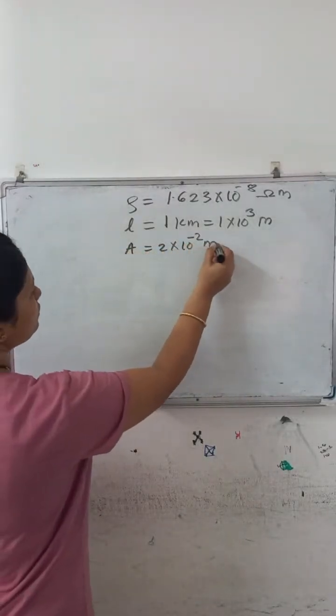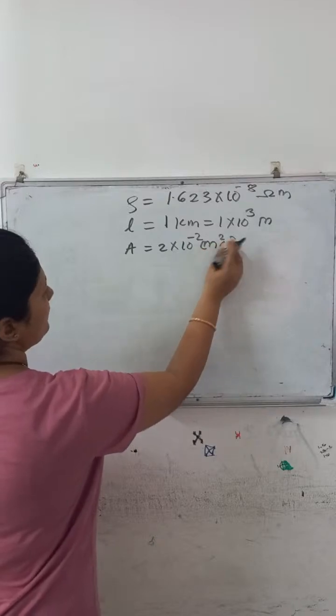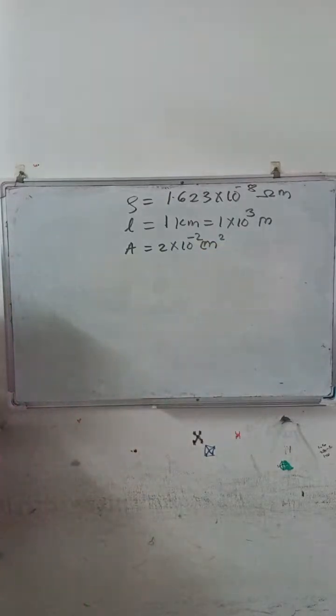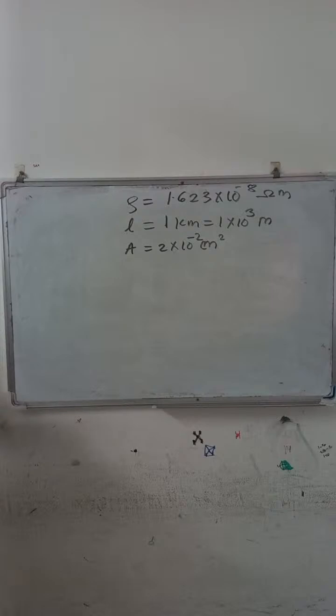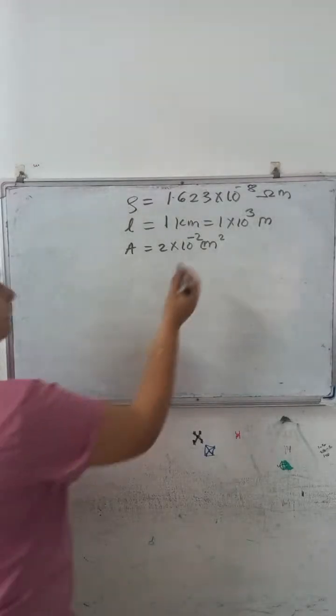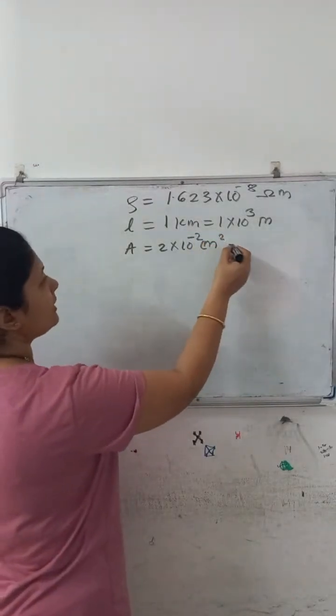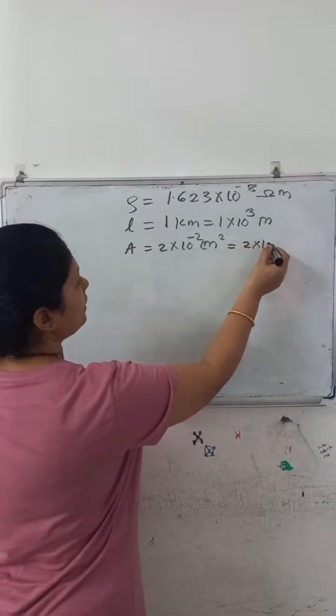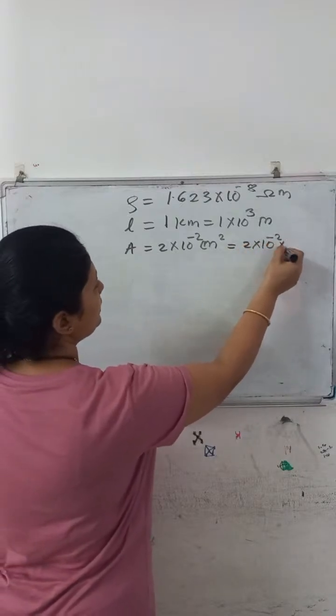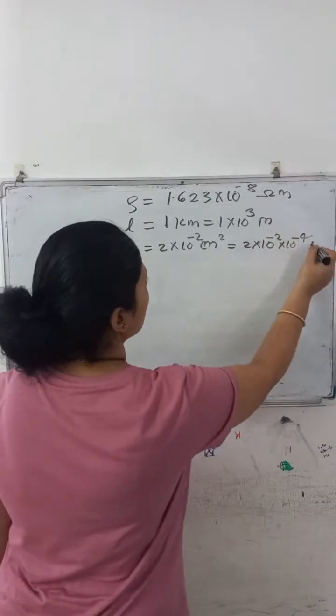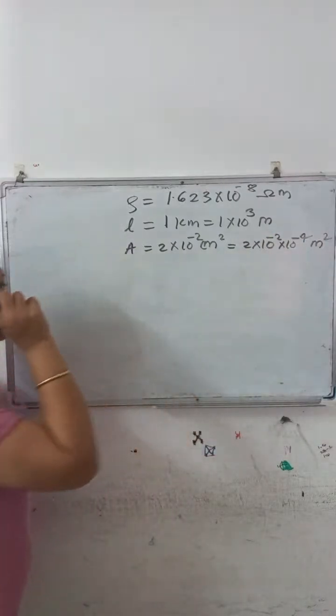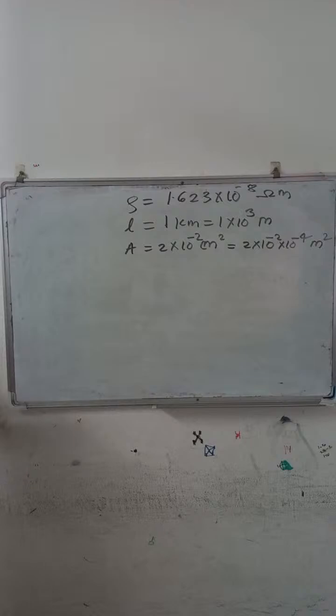And the area we have here is 2 into 10 raised to minus 2 centimeter square. So again it is in centimeter square. Convert this by multiplying by 10 raised to minus 2, and it is squared also. So 2 into 10 raised to minus 2 into 10 raised to minus 4 meter square, because 10 raised to minus 2 into 10 raised to minus 2 will become 10 raised to minus 4. Now you can simplify this.